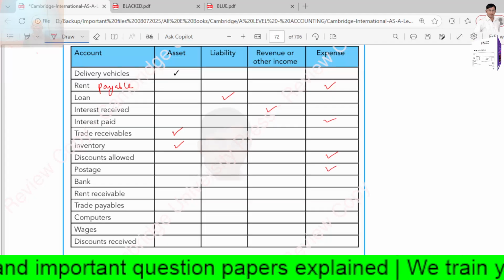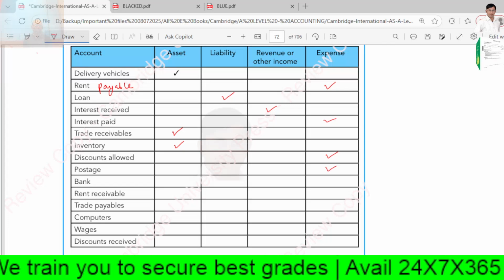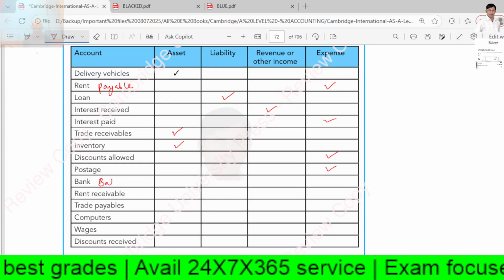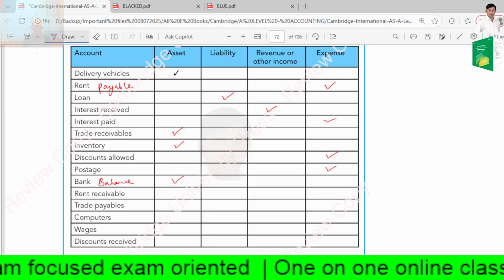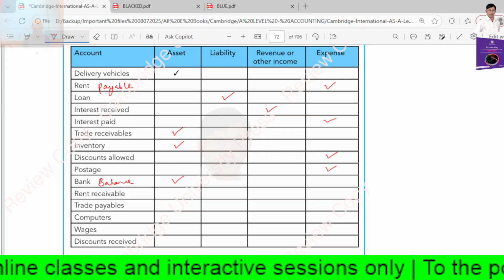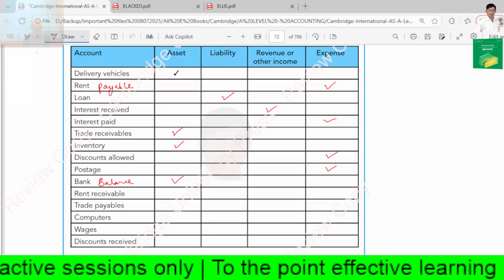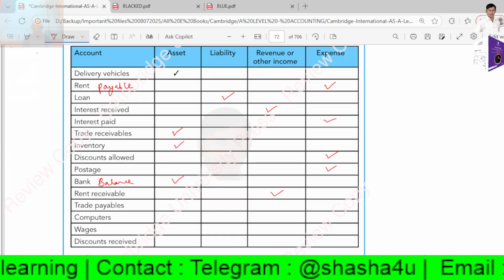Bank account is an asset. Normally bank means it is bank balance. So it is an asset. Rent receivable: what is rent receivable? Rent receivable is a revenue. It is an income which you keep getting.